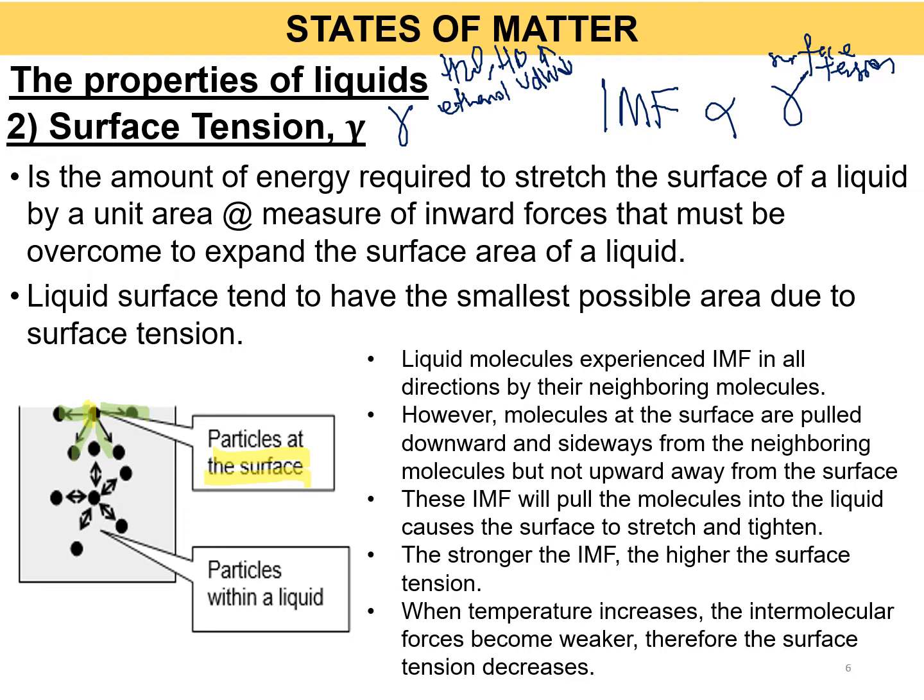Okay, so basically the stronger the intermolecular forces, the higher the surface tension, because the relationship is directly proportional. Let's say you have two types of liquid, and you're asked to differentiate the surface tension between water and ethanol. You need to look at the keyword here, which is intermolecular forces, because the stronger the intermolecular forces, the higher the surface tension, and the lower the intermolecular forces, the lower the surface tension.